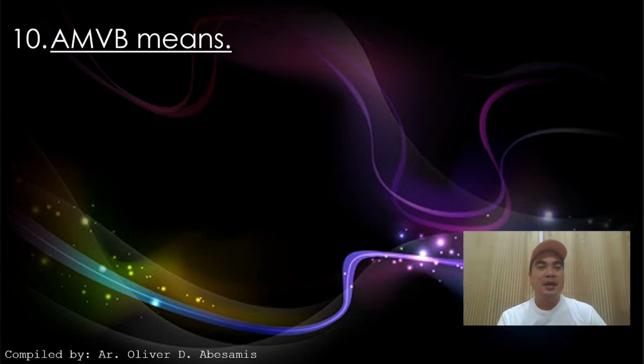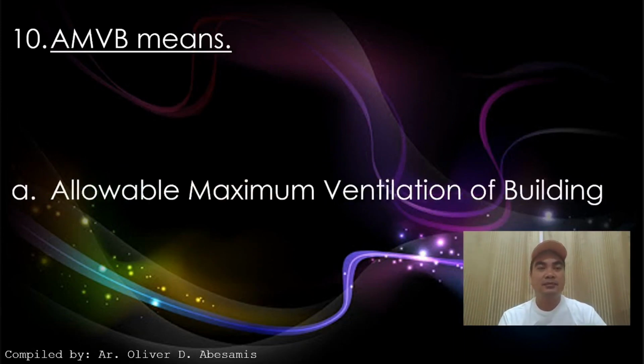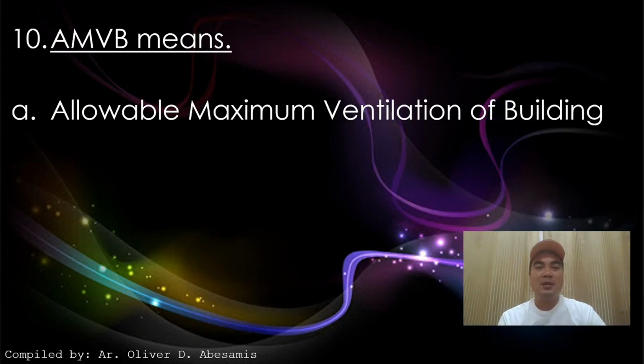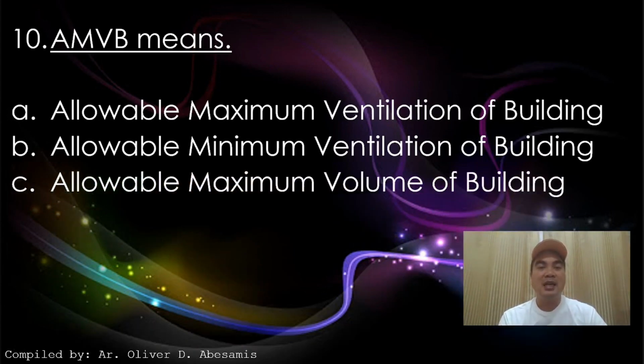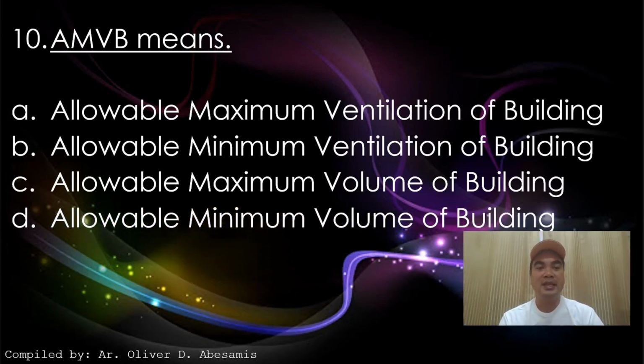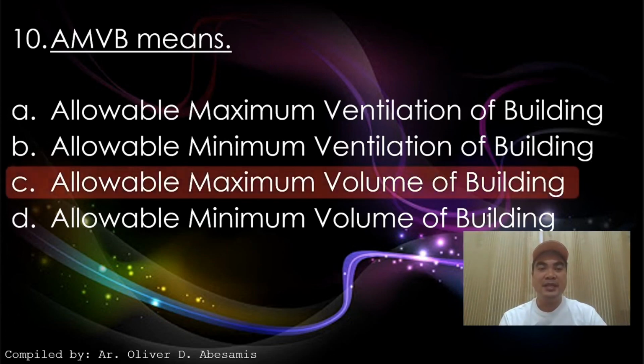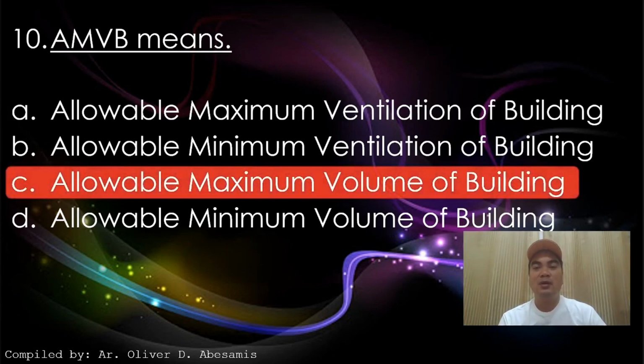Number 10. AMVB means A. Allowable maximum ventilation of building. B. Allowable minimum ventilation of building. C. Allowable maximum volume of building. And D. Allowable minimum volume of building. Answer? C. Allowable maximum volume of building.